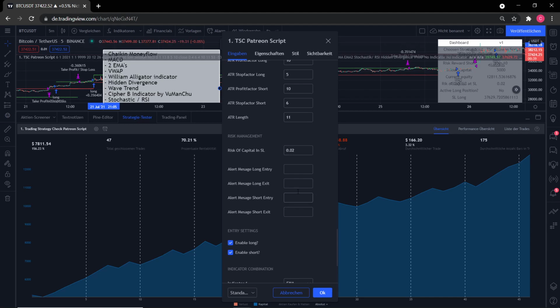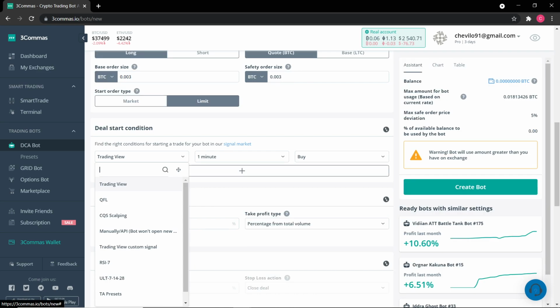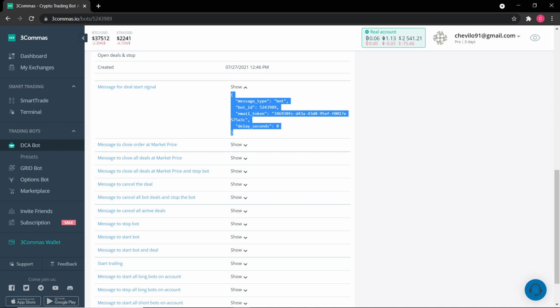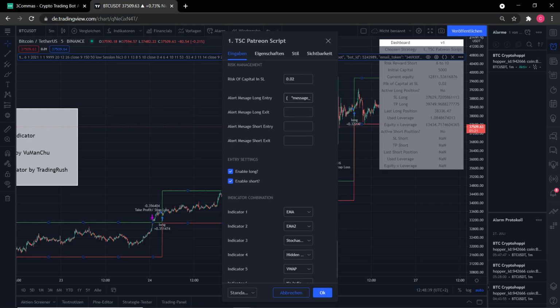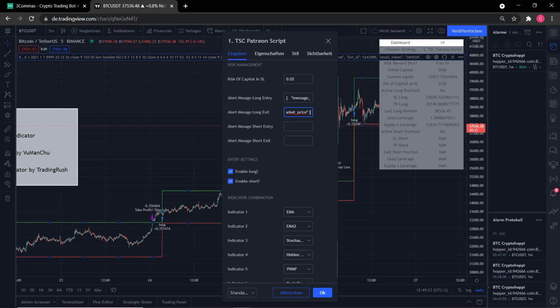Below are the alarms. Long buy. After you have selected TradingView custom signal in your DCA bot tab, you have to copy the text at message for deal start signal. In the script at alert message long entry, you have to paste the copied text. Long sell. Back in the DCA bot you copy the text at message to close order at market price, and paste it in the script at alert message long exit.